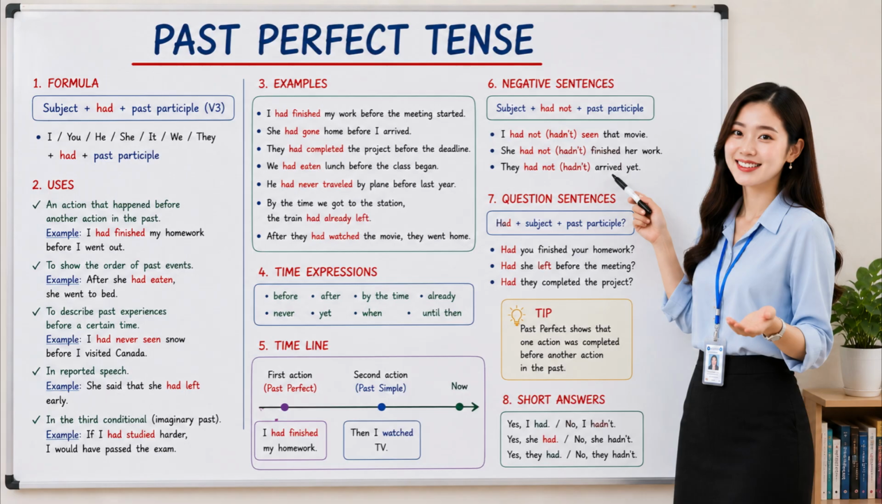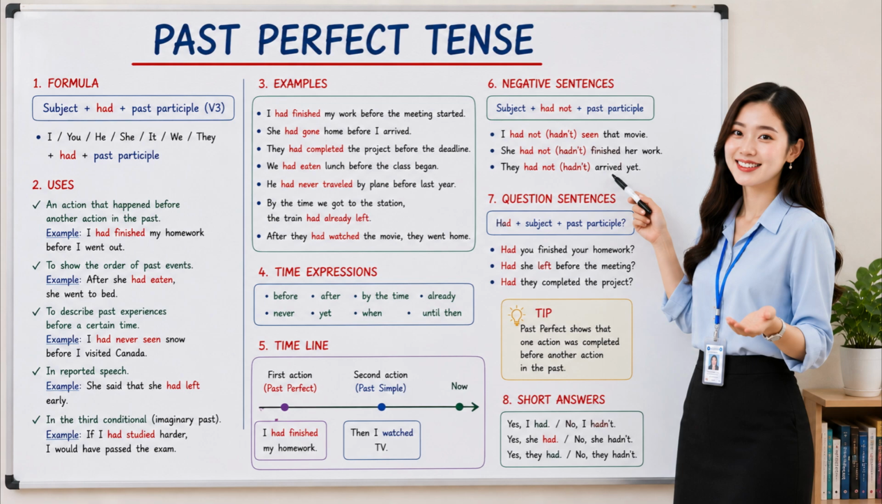Examples. After she had locked the door, she left the house. After they had completed the report, they submitted it. After we had eaten dinner, we watched a movie. After he had saved enough money, he bought a car. After I had packed my suitcase, I went to the airport. Without the past perfect, the order may be confusing.